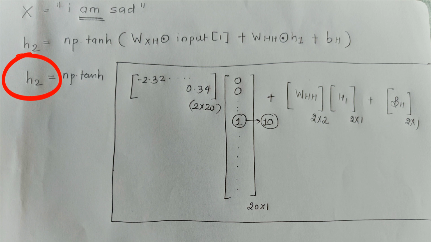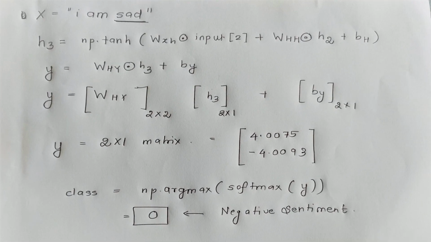Now, once the second hidden state is computed, I'll move on to the final word, which is sad. Once I jump to the final word, the only changes that I can observe is my input value would change. That is, I'll use the one hot encoded representation for the word sad. Secondly, my hidden state value that is fed in, that is, I'll now use H2 rather than H1. So H2 is something that I'll be utilizing right now, which I computed in the previous step. And using this set of calculation, I'll generate the third hidden state value.